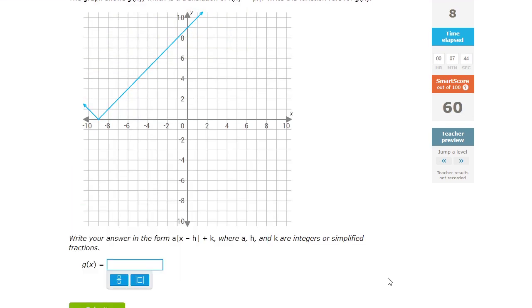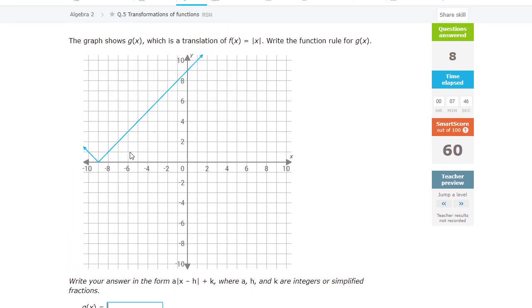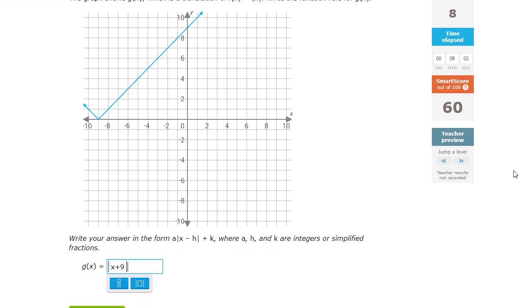There it is. Okay, this one is an absolute value function. Again, these also start in the origin, but this one has been shifted to the left 9 units. Not up or down, just to the left 9 units. So if I move to the left, I am adding, and here's the function equation, x plus 9. Okay, so I should get this correct.